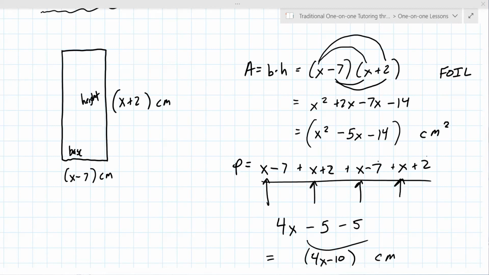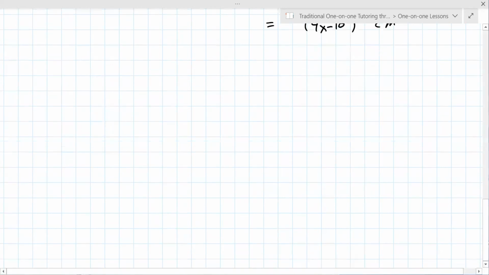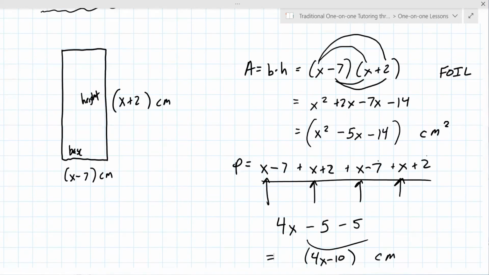Okay, so let's look at another one. Wait a minute. Let me go back. Can you go back up? Sure. So 4x minus 10 centimeters, and this is the answer, right? Centimeters for perimeter, it's only centimeters. Area, it's centimeters squared. That's right. The area is centimeters squared, and perimeter is just centimeters.